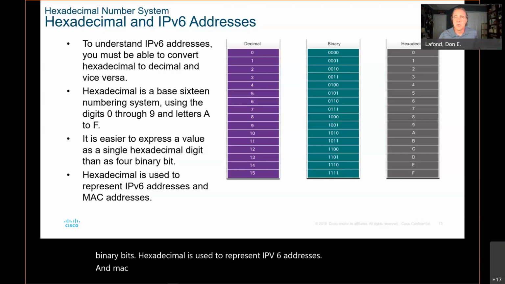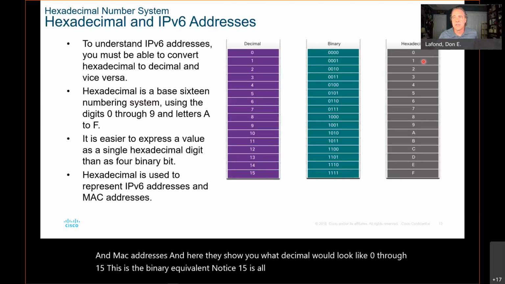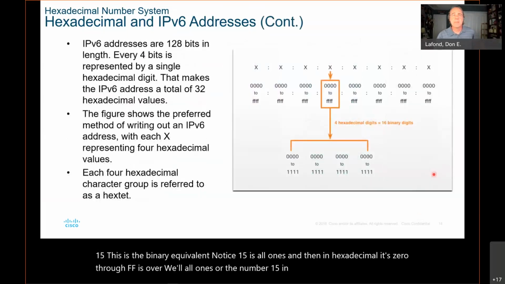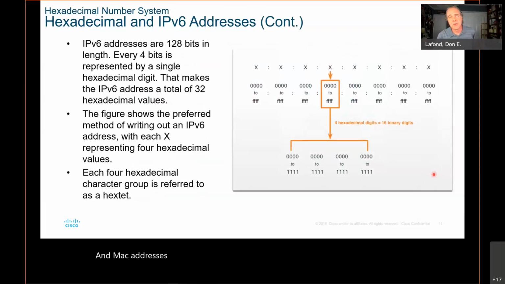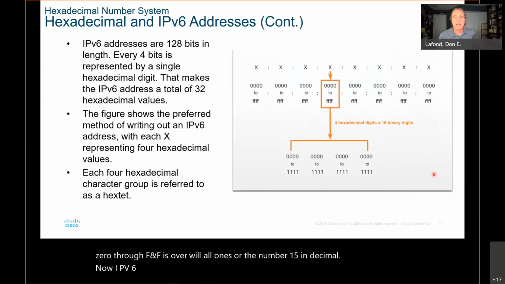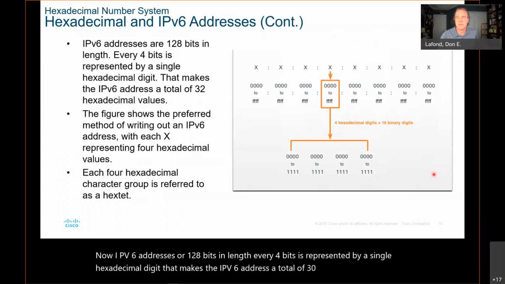And here they show you what decimal would look like, 0 through 15. This is the binary equivalent. Notice 15 is all ones. And then in hexadecimal, it's 0 through F, and F is all ones, or the number 15 in decimal. Now, IPv6 addresses are 128 bits in length. Every 4 bits is represented by a single hexadecimal digit. That makes the IPv6 address a total of 32 hexadecimal values. And you can see them here.